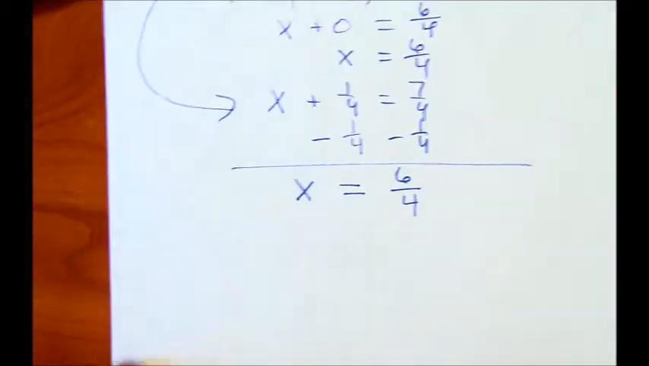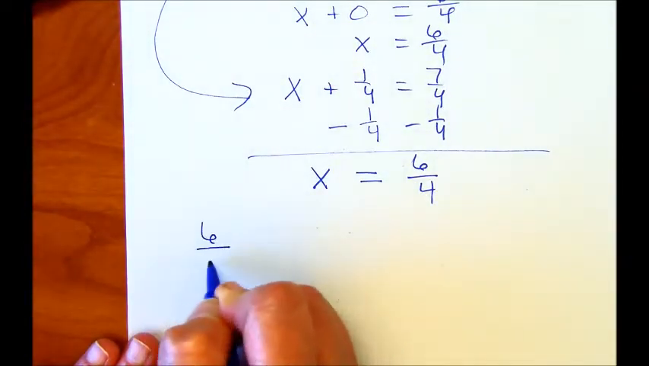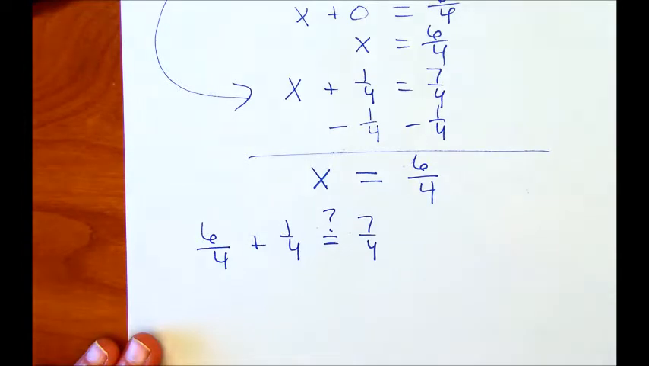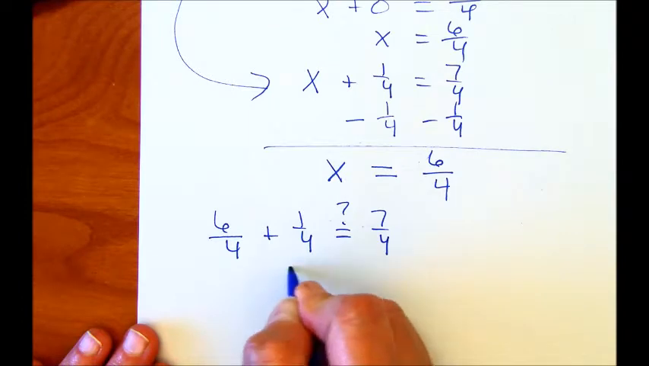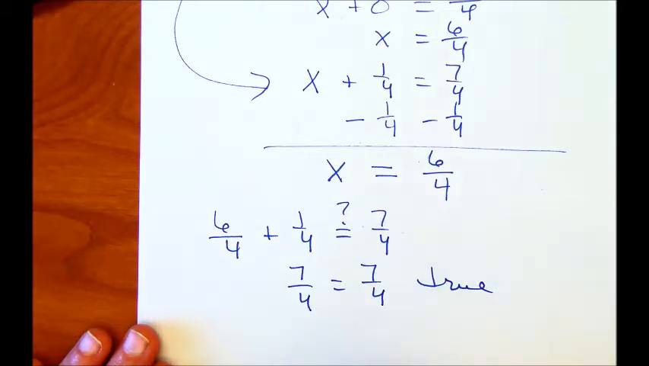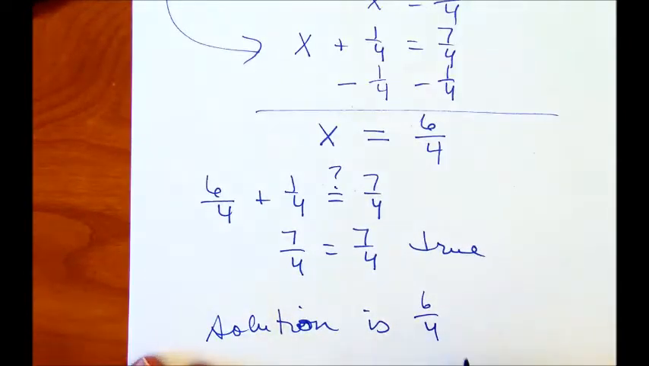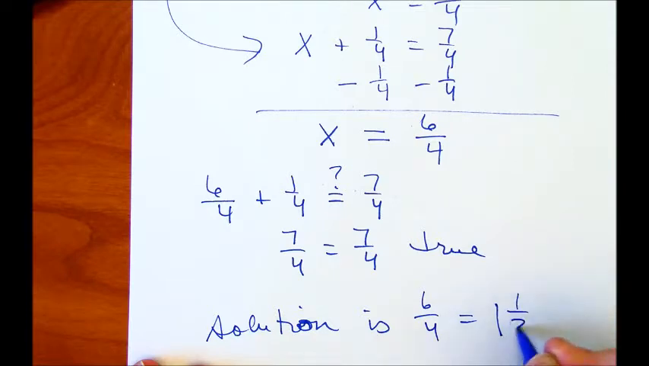Now let's go ahead and check just to make sure that that's the solution. So I'm going to say 6/4 plus 1/4, and does that equal 7/4? Well, again, we have common denominators. We're just going to add 6 plus 1. That is going to give us 7/4. And so that's a true statement. So the solution is 6/4. Now, of course, if you have an improper fraction, you could convert it to a mixed number and reduce. So that'd be 1 2/4, or you can go 1 1/2.